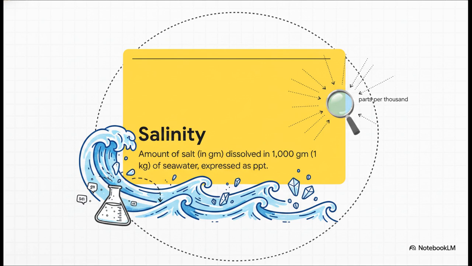Let's quickly define our terms so we're all on the same page. Salinity is calculated as the amount of salt, measured in grams, dissolved in exactly 1,000 grams, so 1 kilogram, of seawater. We express this crucial metric as parts per thousand, or PPT. It is absolutely one of the most fundamental properties of seawater.